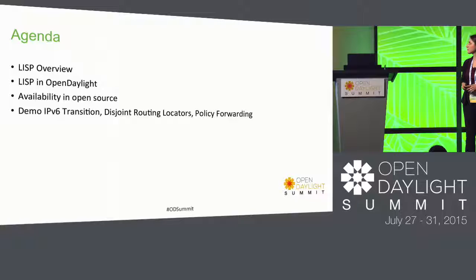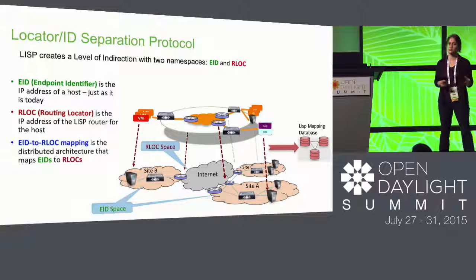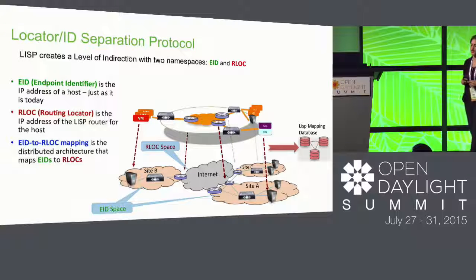On the destination side, the routers will receive the packet, decapsulate, and forward, and then the reverse path is basically the same.